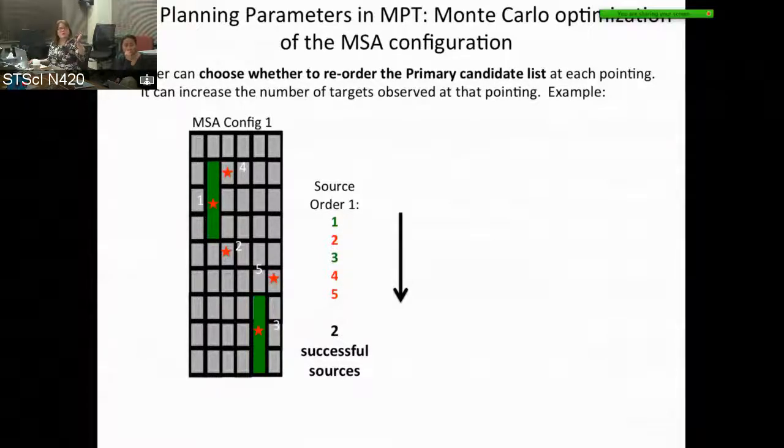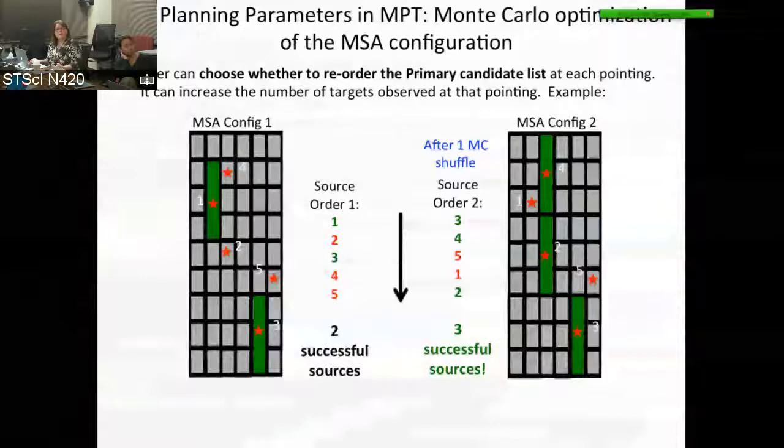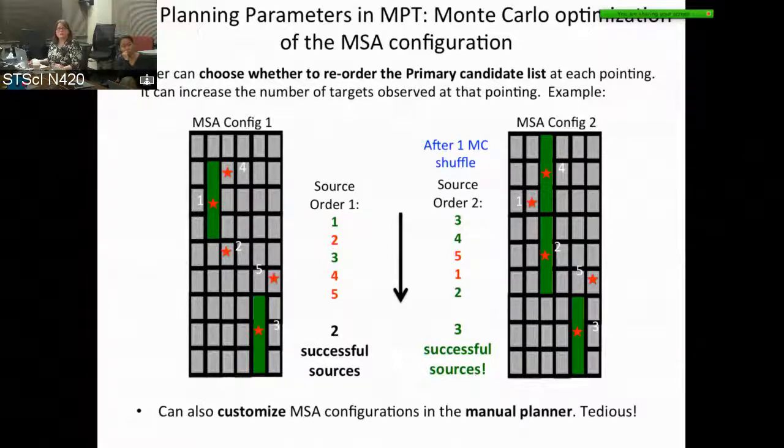So on the left, I've shown an example of how if I go in the order listed there, 1, 2, 3, 4, 5, I can only fit targets 1 and 3 on there without covering the real estate needed by slitlets that already exist in the MSA. This is just a small blow-up view of a section of the MSA. However, if I tried a different order with the same sources, I can actually fit 3 targets into that same real estate. So the ordering of the primary candidate list can be shuffled in order to more optimally configure the MSA. And that happens at each dither step.